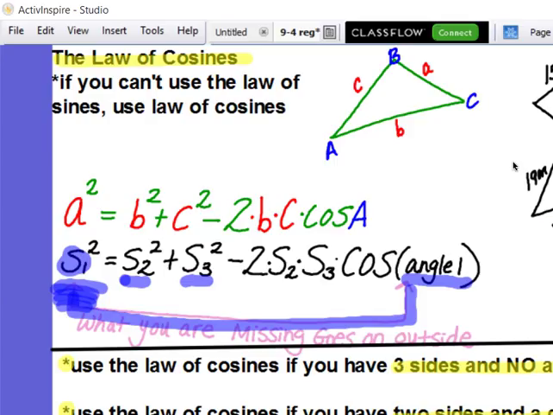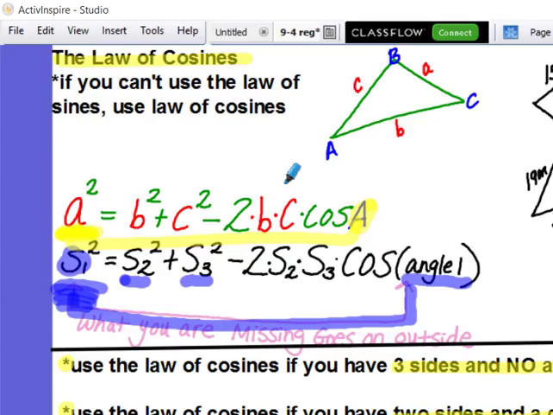Now, if you're trying to find the missing angle, you'll be given all three sides. So, if you're trying to find angle A, then side A has to be on the outside, because these go hand in hand. Does that make sense, everybody? So that's how you know why to put that one out on the outside. Once we do a couple examples, you'll start seeing the pattern, and I promise it'll be easier to memorize.